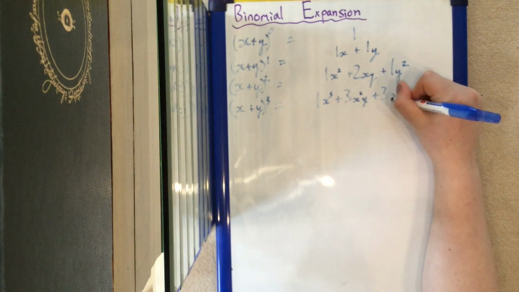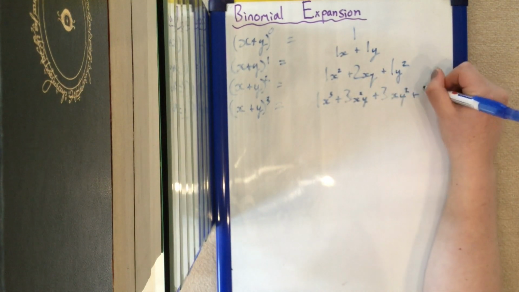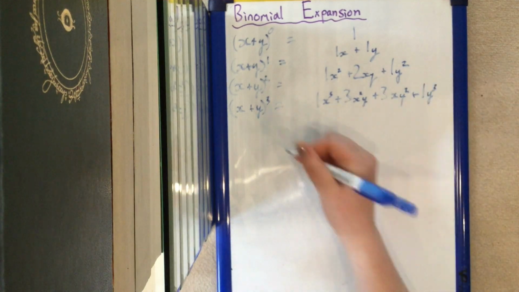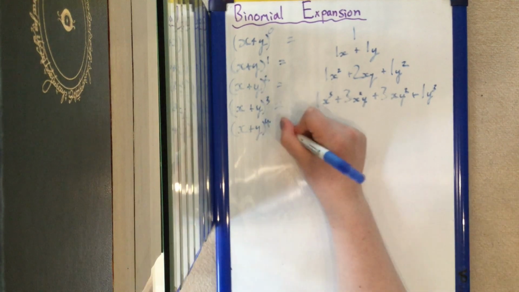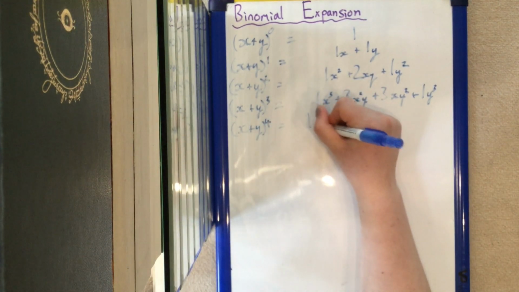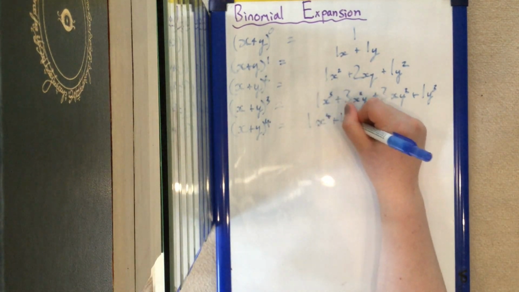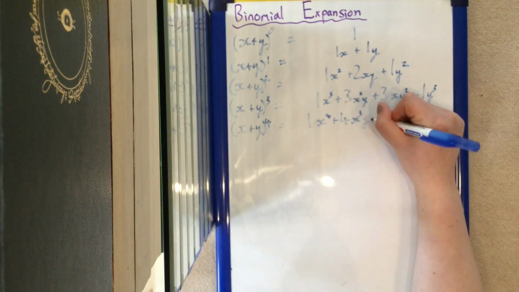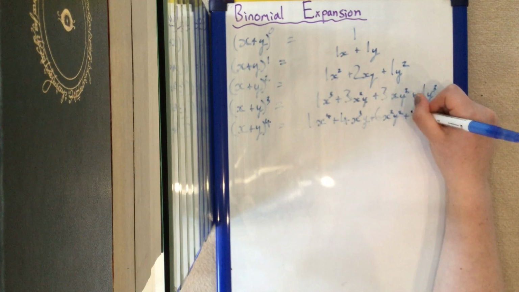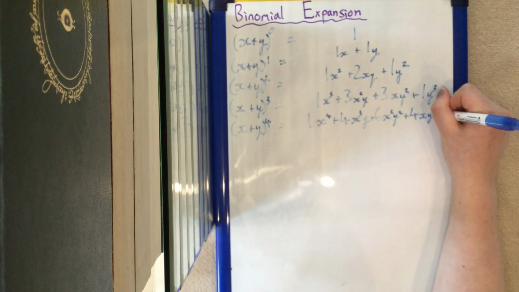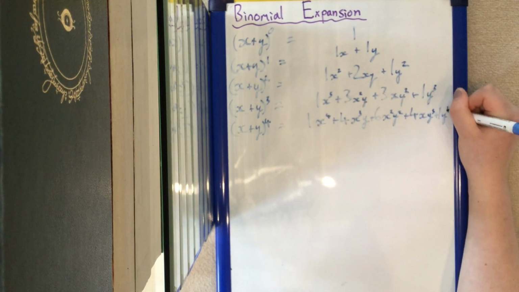3xy² + 1y³. And with one more row, (x + y)^4, which is 1x⁴ + 4x³y + 6x²y² + 4xy³ + 1y⁴.